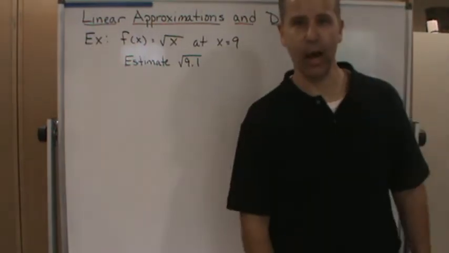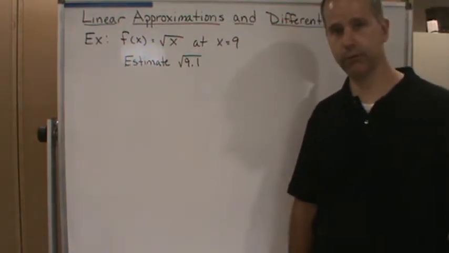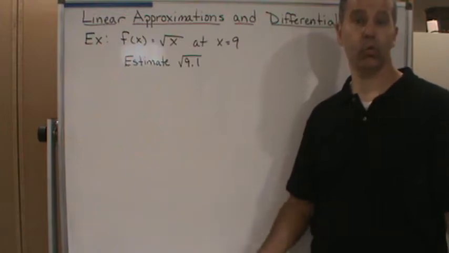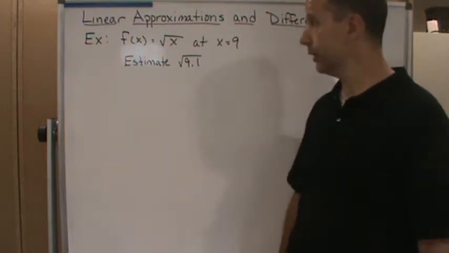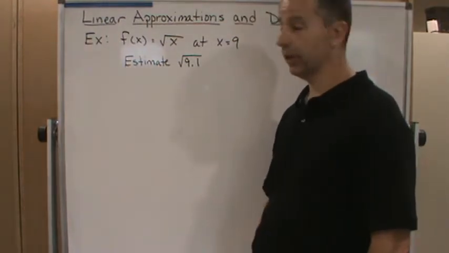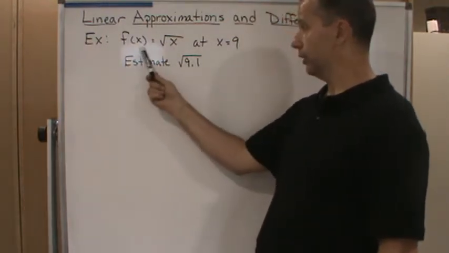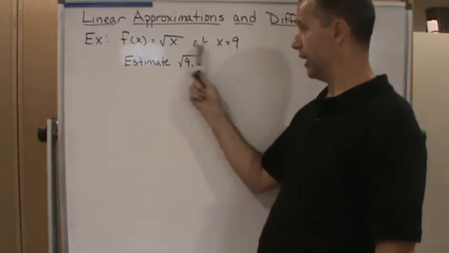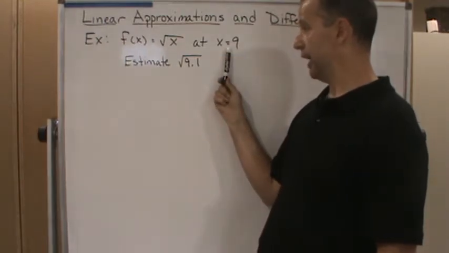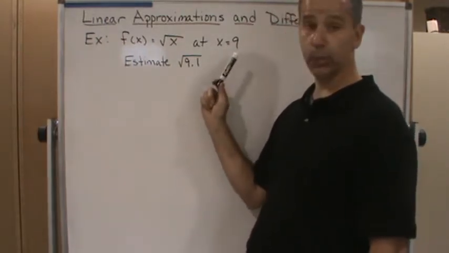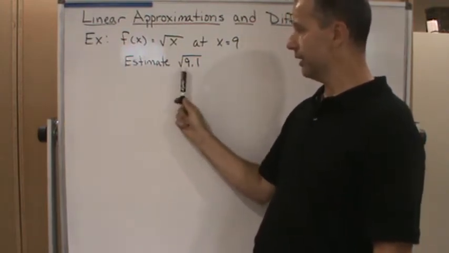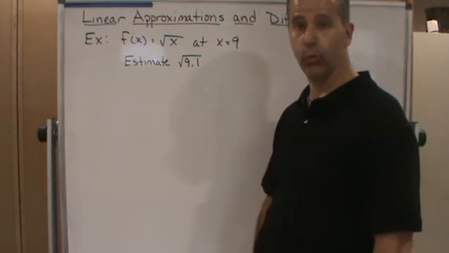Okay, welcome back. Now what we're going to do is some examples of using linear approximation to estimate real values. In this case, we're going to use the function square root of x. We're going to form a linearization of this function at x equals 9, so that we can use that linear approximation to estimate the value of the square root of 9.1.